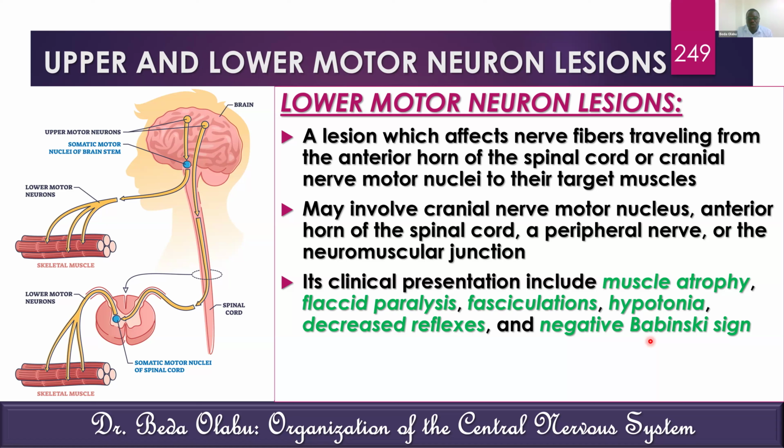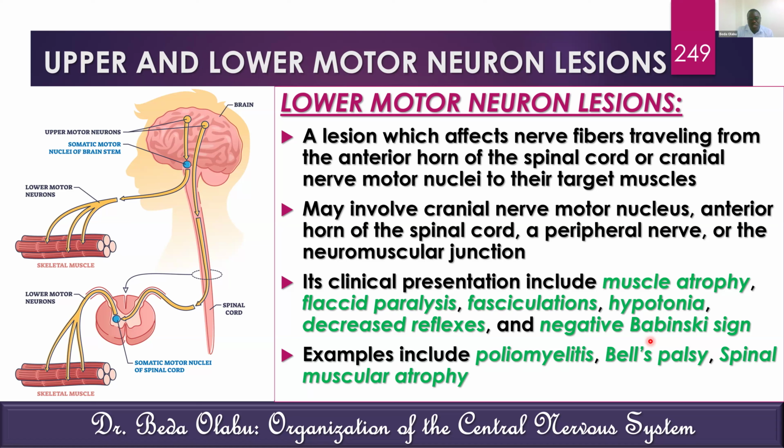So when we do the Babinski test, we want to see whether the sign is present or not present. If present, which means the patient extends the big toe and flares the other four, it means that that's an upper motor neuron lesion. If that is not there, then we say that's a negative Babinski sign, which we see in lower motor neuron lesions.